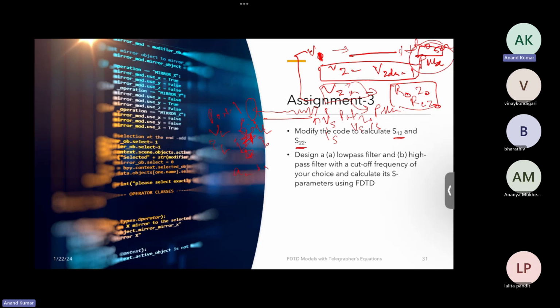And then you can again calculate your A2, B2, and B1. Your A1 will be equal to 0.